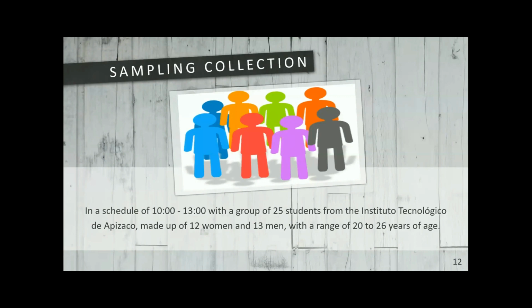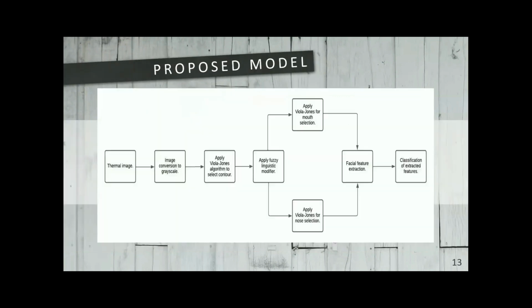We choose in the first instance 25 students from the institute, 12 women and 13 men, with a range between 20 and 26 years old. This is our proposed model. In the first step, we have the thermal image after the sample collection. After that, we did the conversion of this image to grayscale to apply the Viola-Jones algorithm. Why? Because we want to see how many features we can get only with this step. After that, we apply the fuzzy linguistic modifier.